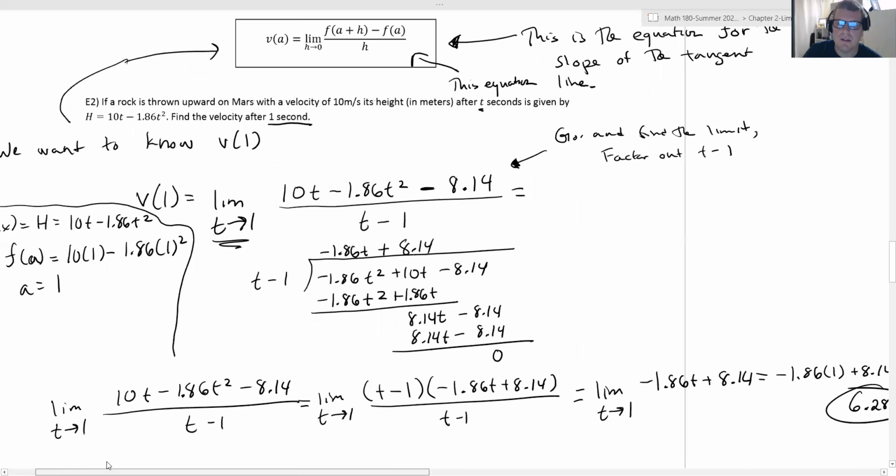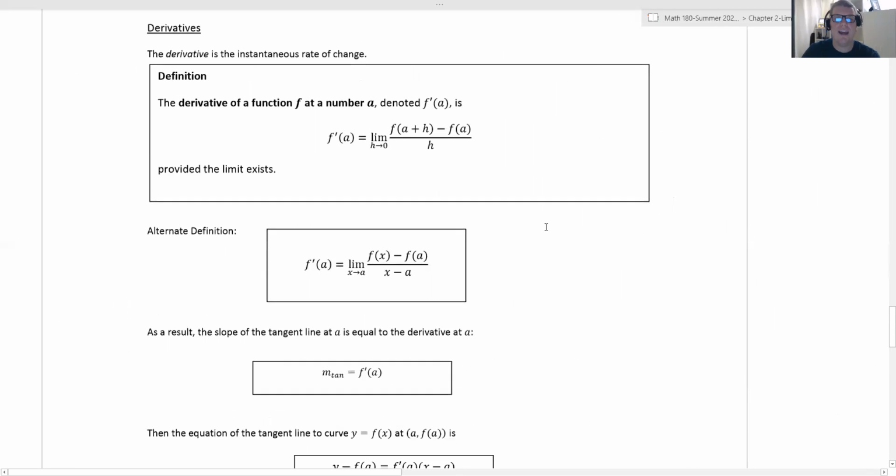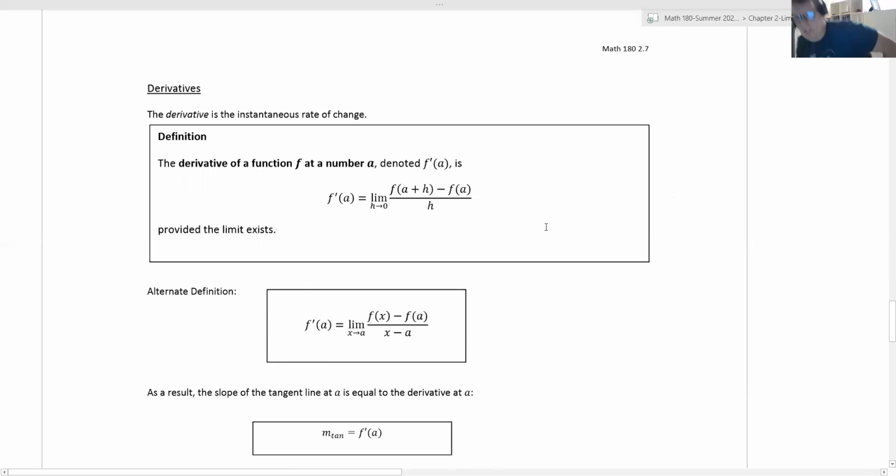That's tricky, folks. Tricky thought, actually. So now we get what's called the derivative. This is the derivative, and it's an instantaneous rate of change. And take a look, it's got the same equation. The difference is we call it f prime. So f prime of a is equal to the limit as h approaches 0 of f of a plus h minus f of a over h.